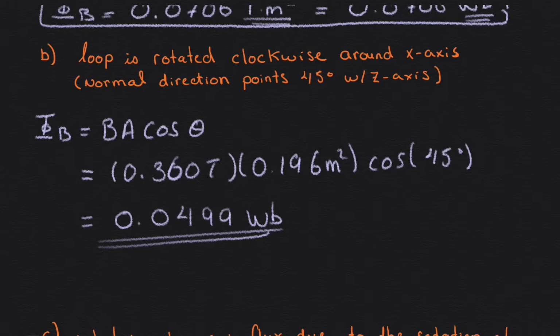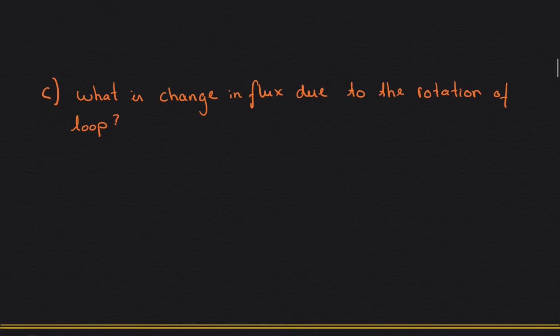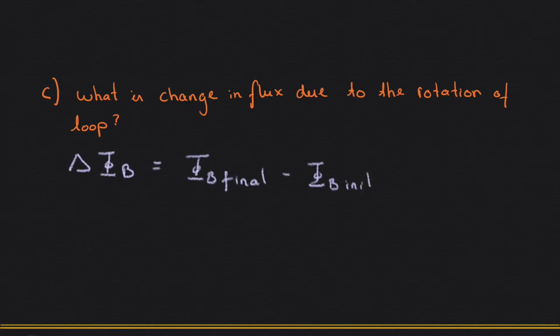Okay, so part C is asking what is the change in flux due to the rotation of the loop? So this question is starting to help us get into the direction of a change of flux. In short, we want to solve for the change of magnetic flux. And we know that the change of magnetic flux will be the flux final minus the magnetic flux initial. So the last value we got minus the initial value.